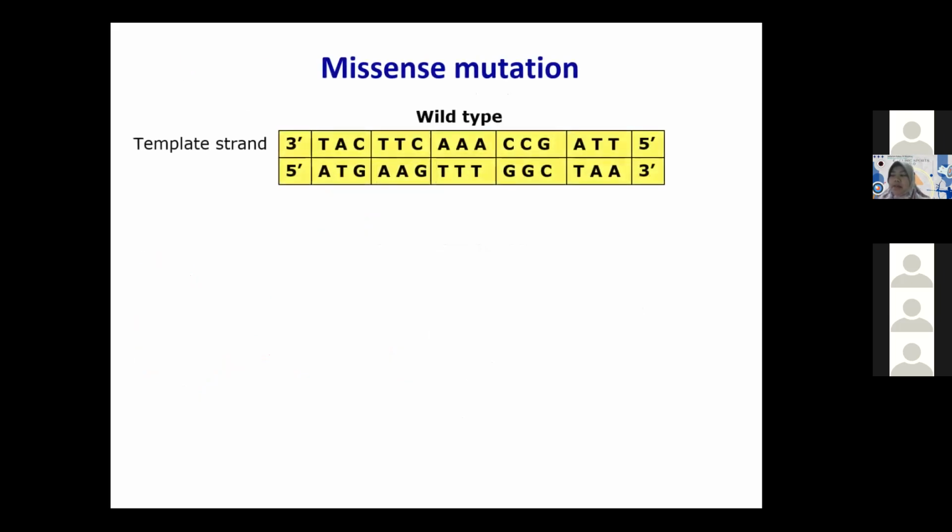Okay, example. Okay, this is the wild type. Okay, remember this is our template strand. Now let's see where the changes happen. Okay, the substitution happens here.